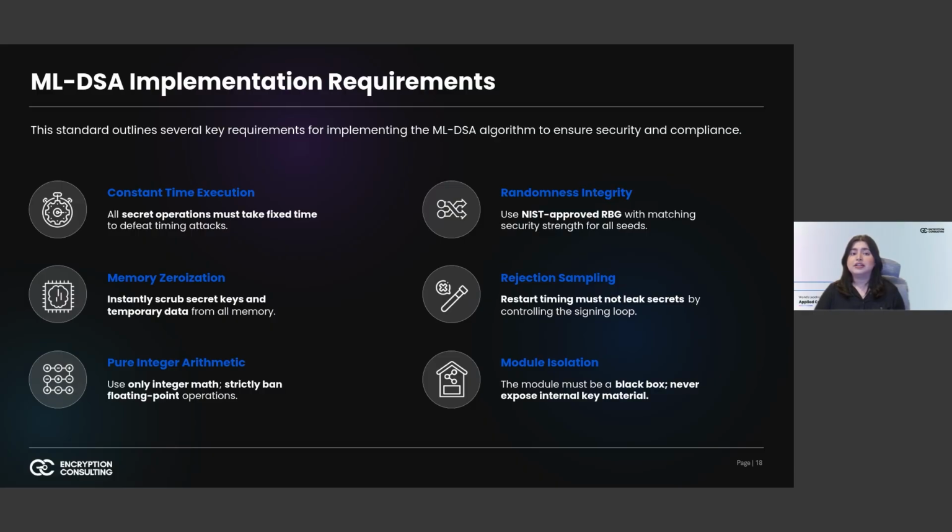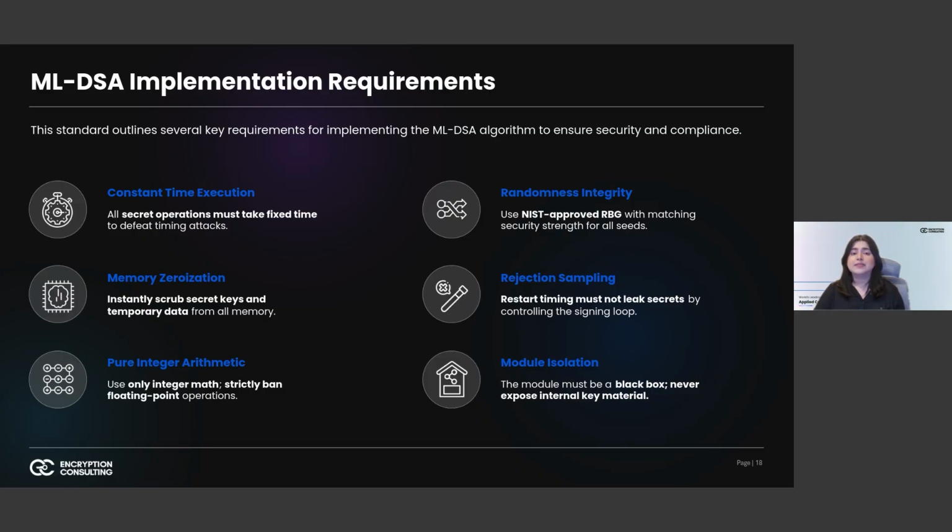The purest randomness mandate. Everything begins with randomness. Every secret component of the key and every random toss of the dice during the signing process must come from a source that NIST has selected. We're talking about high assurance random bit generators. If you're building for the highest security level, your random source needs to be top tier.